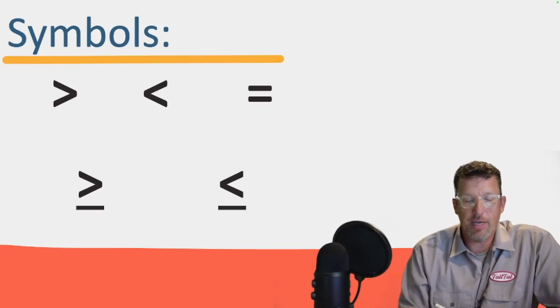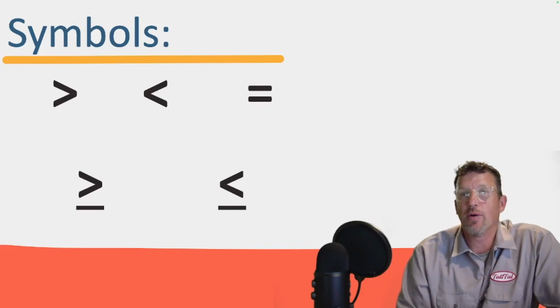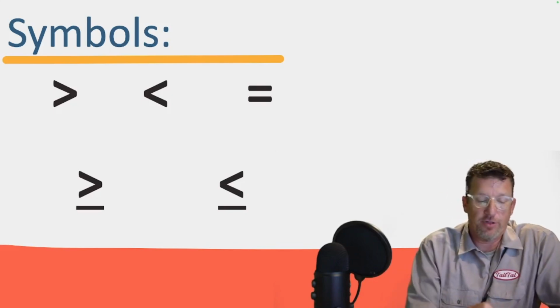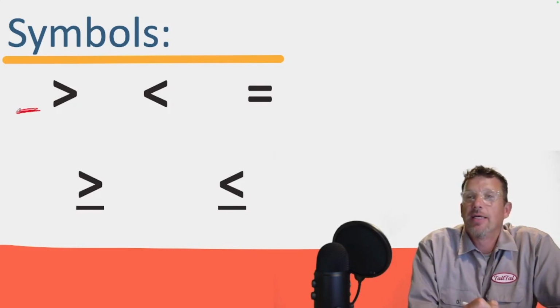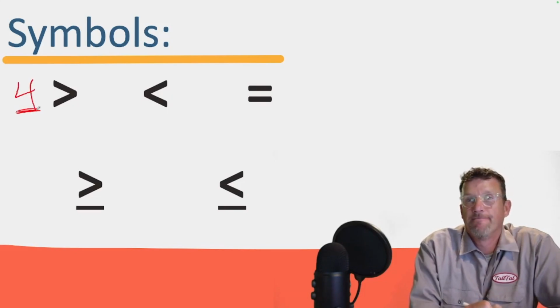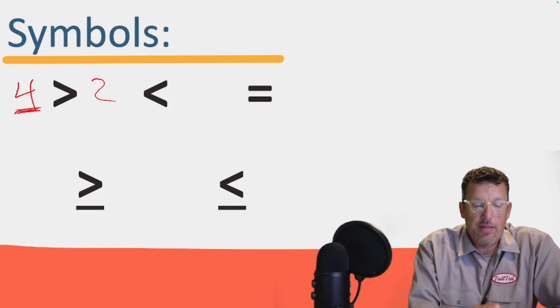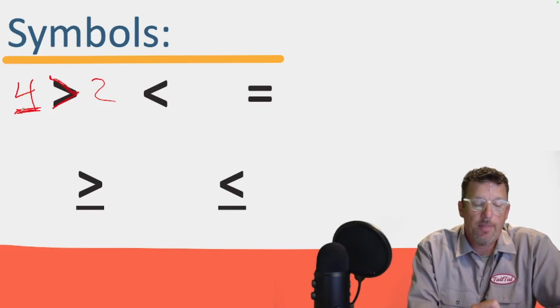Next up, we need to make sure we understand the symbols that go with this. When we're talking about comparing two numbers, we're going to say one is bigger or smaller than the other. Greater than or less than are the first two symbols we're going to work with. Anytime you see a symbol like this, the side that is open is where more stuff is. For example, there could be 4 over here, and over here there's only 2. This side has more, so the symbol opens up to the more. And the way we would read this one would be 4 is greater than 2.